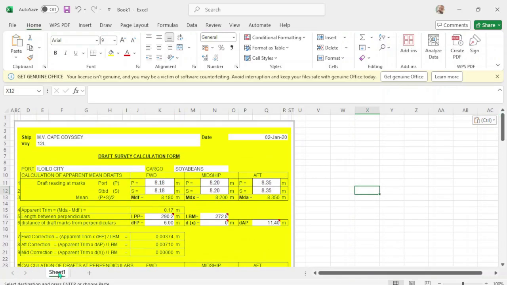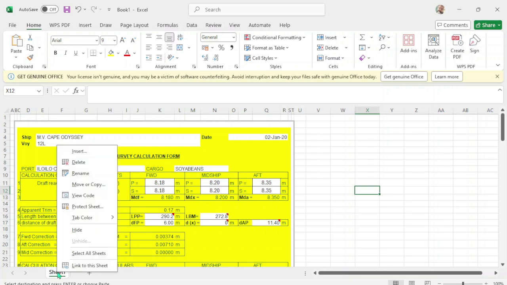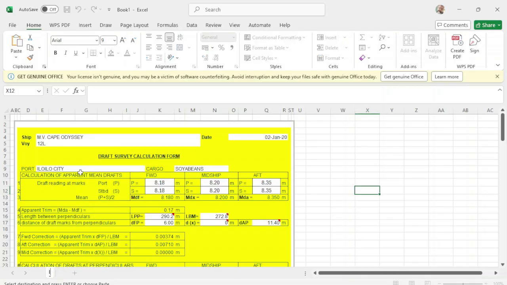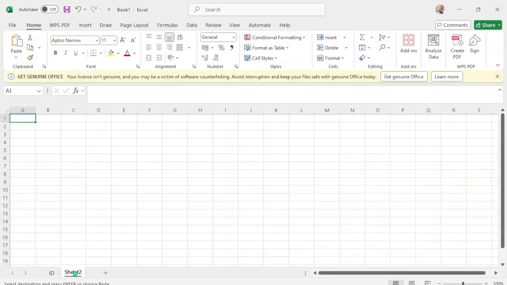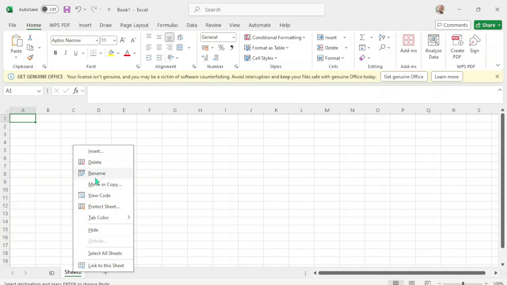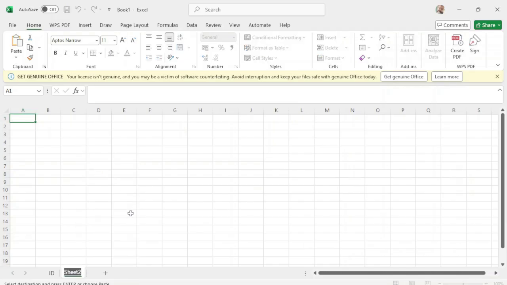So this is the initial draft survey. Rename it ID. Now what you need next is your final draft survey. So you would put FD. Rename this FD. That will be your final draft survey. Then you go back to the other program.